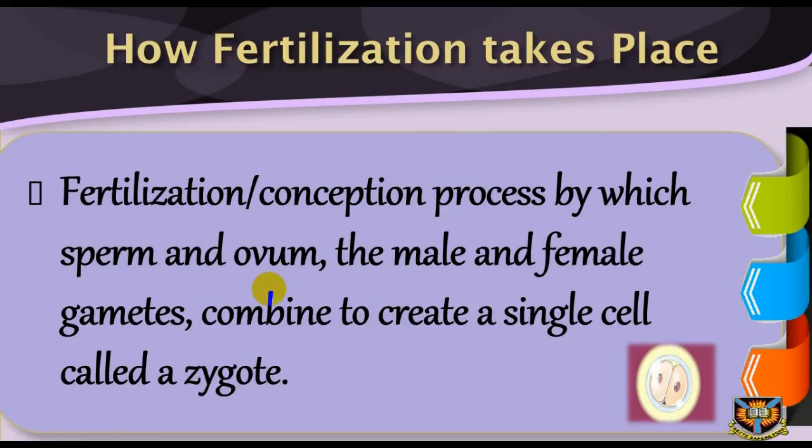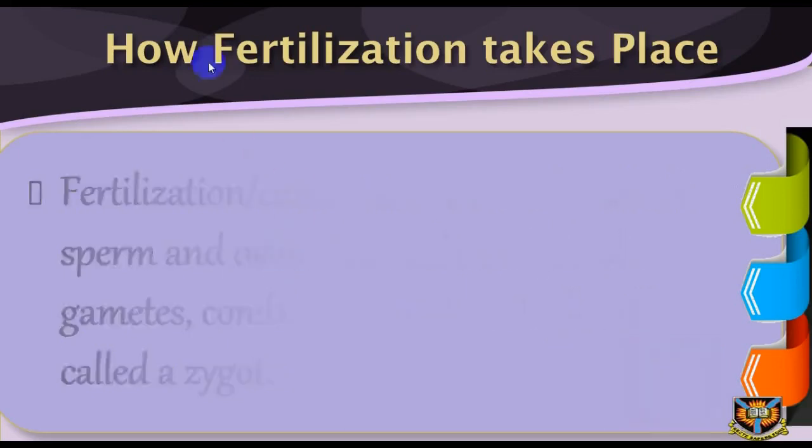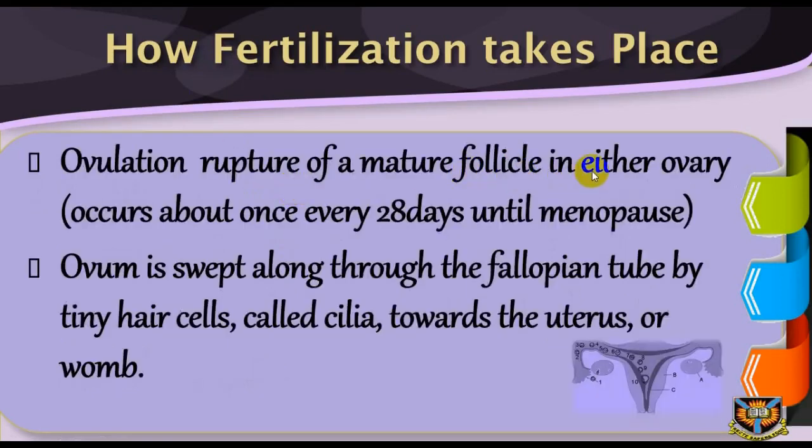A girl is born with all the ova she will ever have, about 400,000. At birth, these immature ova are in her 2 ovaries, each ovum in its own small sac or follicle. The ovum, which is only about 1/4 the size of the period that ends this sentence, is the largest cell in the human body. In a mature woman, ovulation, which is the rupture of a mature follicle in either ovary and expulsion of its ovum, occurs about once every 28 days until menopause.